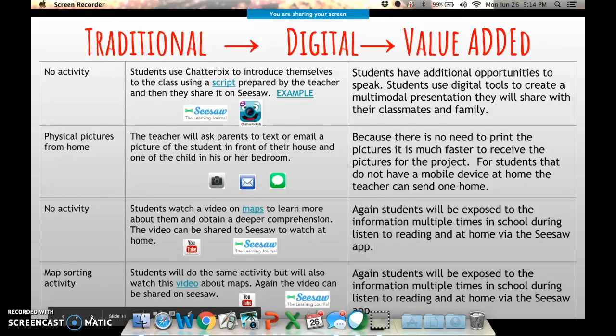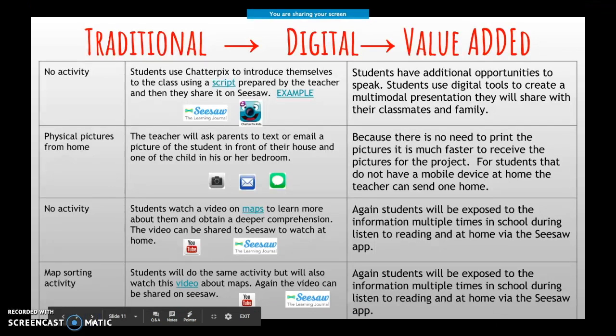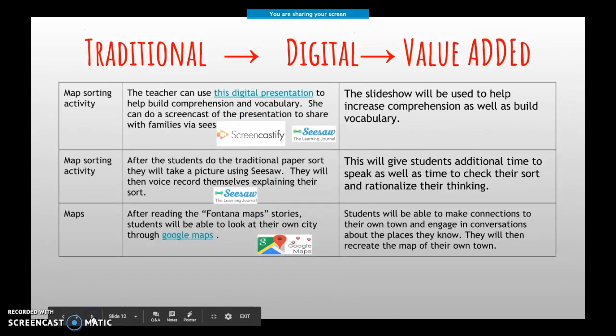There is also a map sorting activity where students will do the same activity, but will also watch the video about maps. Again, the video can be accessed at home on Seesaw. Students will be exposed to the information multiple times in school during these activities and at home via the Seesaw app.